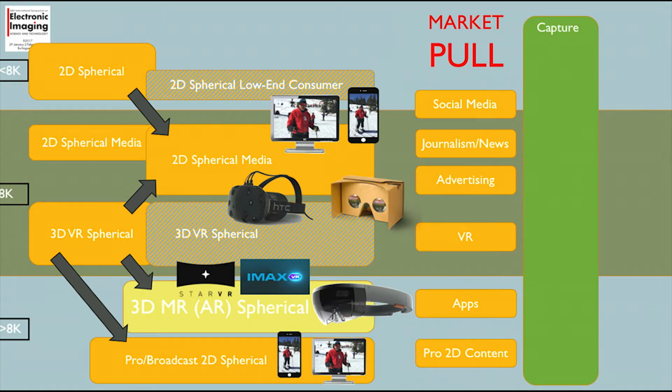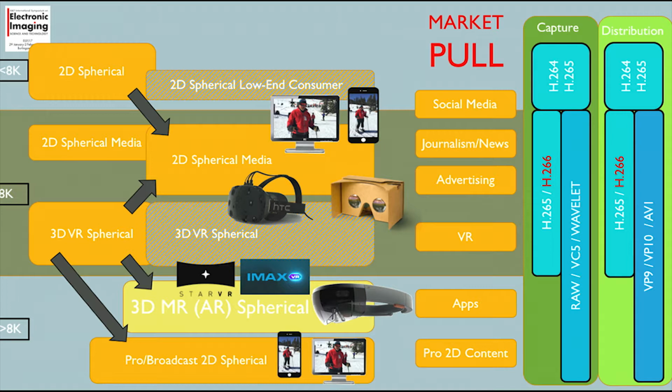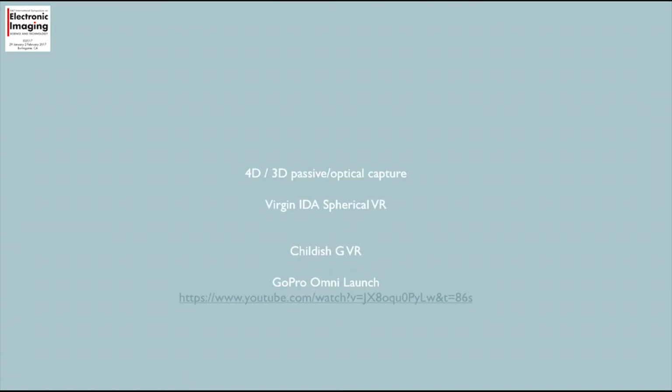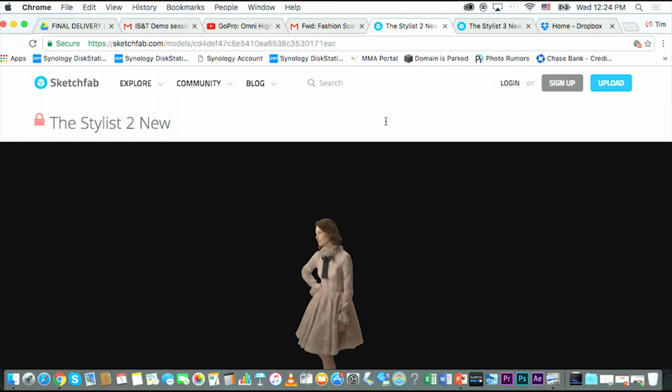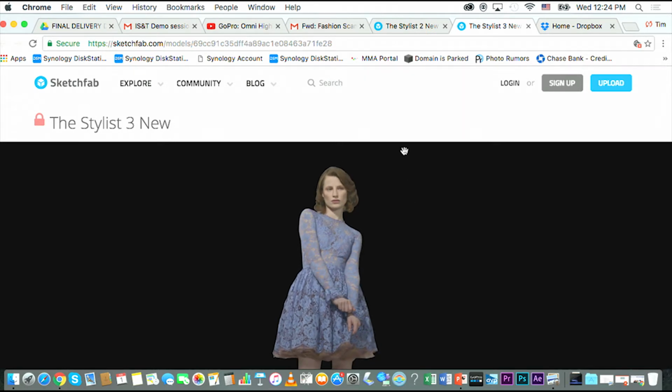So let's just put that in context here. This is how we think the market's going to unfold, and this is what compression, what codecs you're going to be using to do that. So RAW, VC5, and wavelet are going to take a big part, as is VP9, VP10, and AV1. Right, I'm going to skip that, and let's do the blue one. I prefer the blue one. Okay.